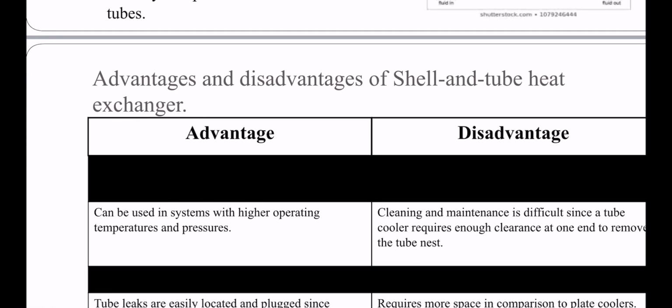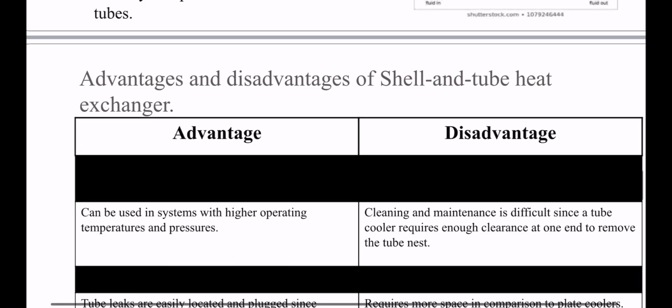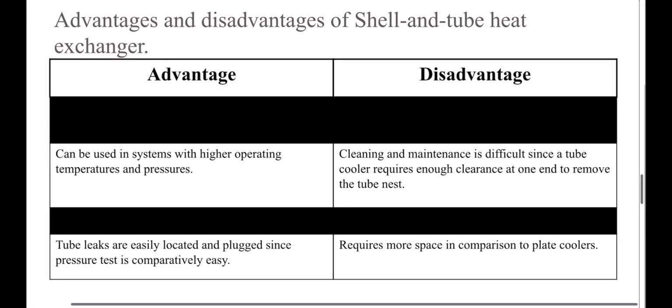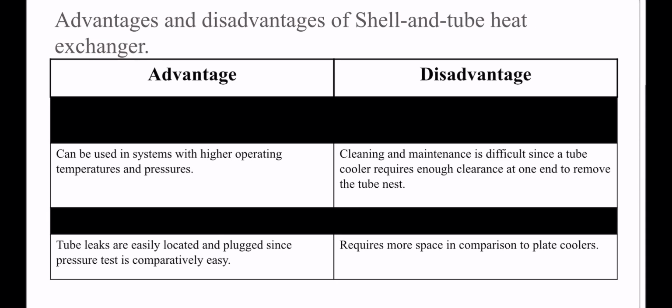So what are the advantages and disadvantages of shell and tube heat exchangers? Well, the advantages are it can be used in systems with higher operating temperatures and pressures. Tube leaks are easily located and plugged since pressure testing is comparatively easy. Cleaning and maintenance is a disadvantage, which is difficult since the tube cooler requires enough clearance at one end to remove the tube nest. It requires more space in comparison to plate coolers.